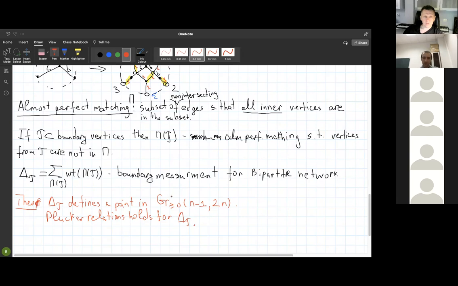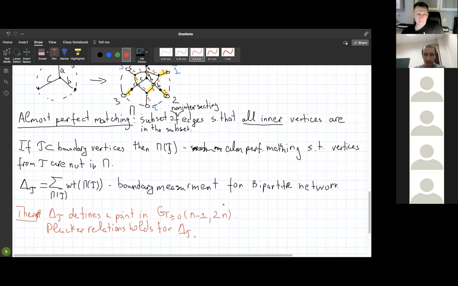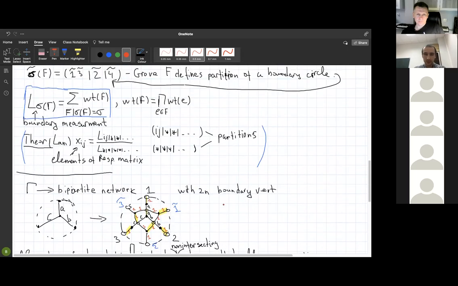Okay, so point one of the theorem is that the Plücker relations hold for these delta J's, and point two, that therefore it defines a point of this Grassmannian n minus 1 to n, so n minus 1 planes in 2n dimensional space. Okay, this was the Lam embedding.